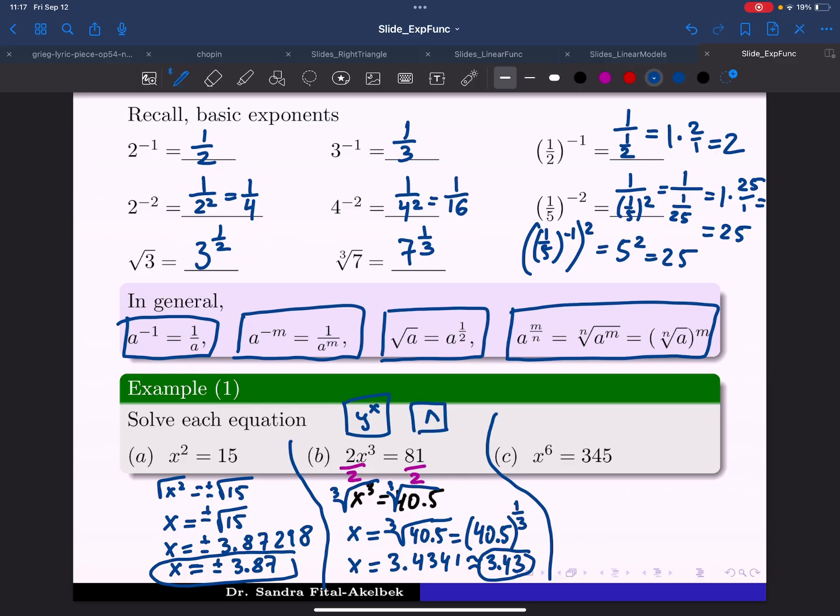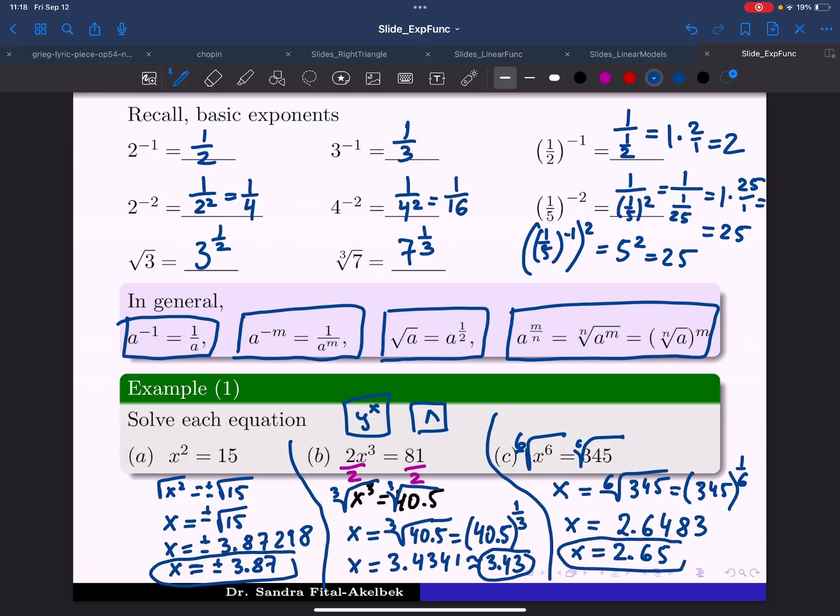Similarly, on this one, we would take the sixth root of both sides. So x would be the sixth root of 345, or we can write that this is 345 to the power 1/6. On my calculator, I'm getting 2.6483, or approximately 2.65 if we round it to 2 decimal places. Remember, for the second decimal place, I'm looking for the number after. If the number after is 5 or more, we increase the number, so that's going to be 5.